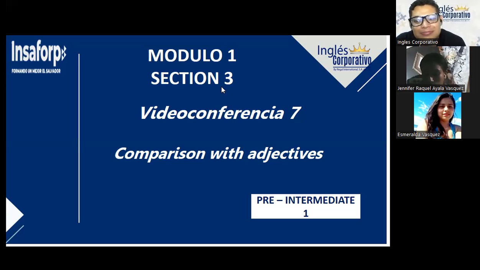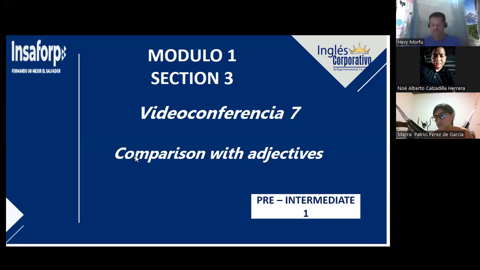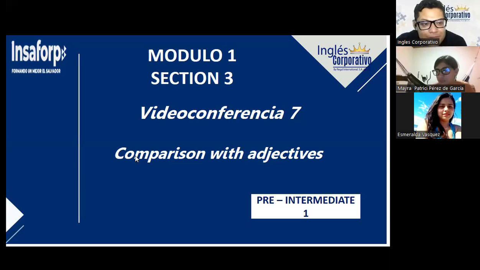Hello, clase. Do you remember the comparative adjectives? For example, bigger, cheaper, smaller. Yes. Exactly. So you have studied this one before, and today is going to be like a short backup, un pequeño refuerzo acerca de los comparativos.